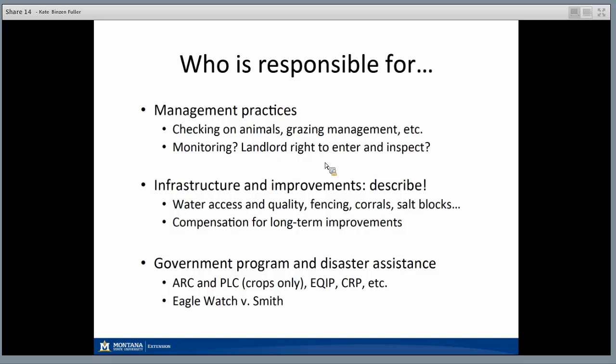Compensation for long-term improvements. So if the tenant puts up a fence, how does the landlord or the next tenant compensate them if that lease turns over?